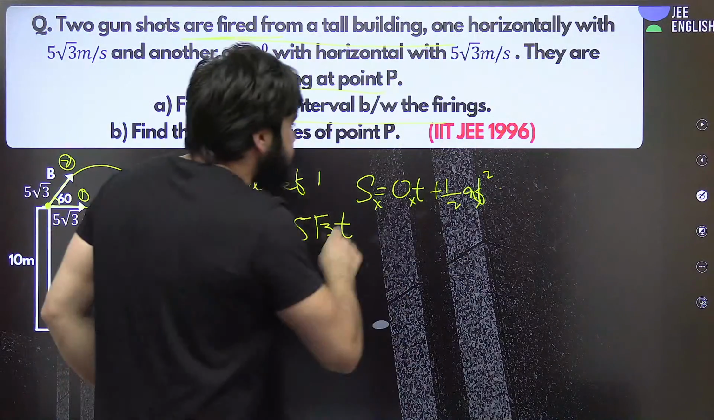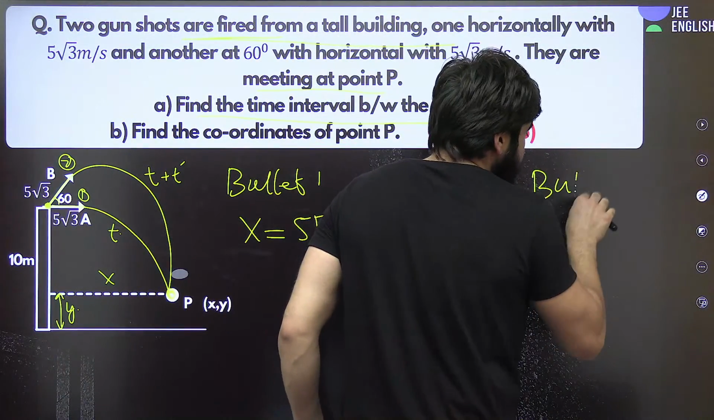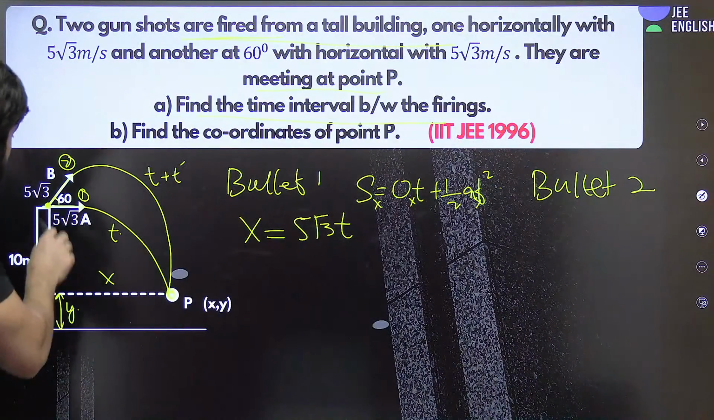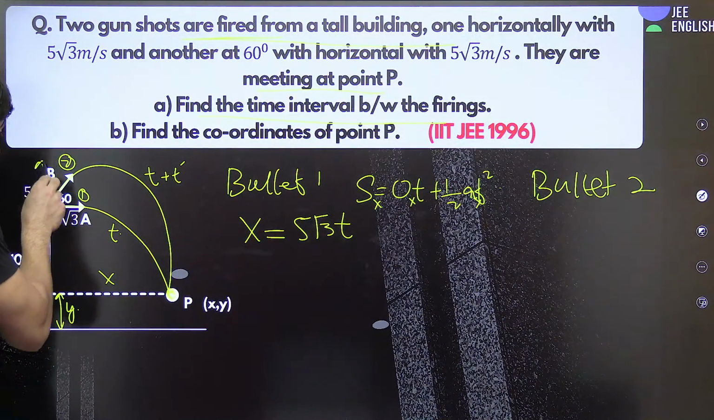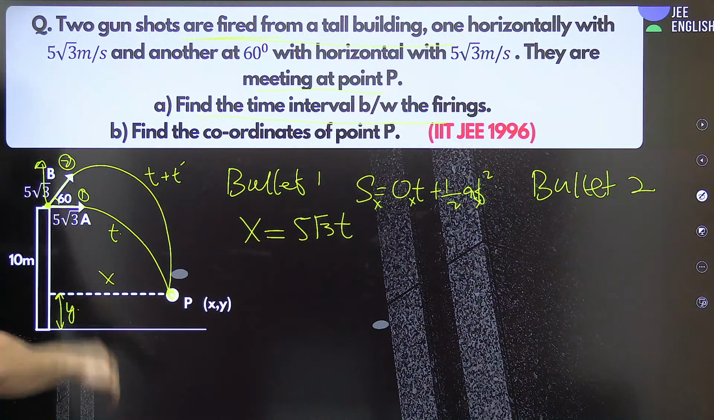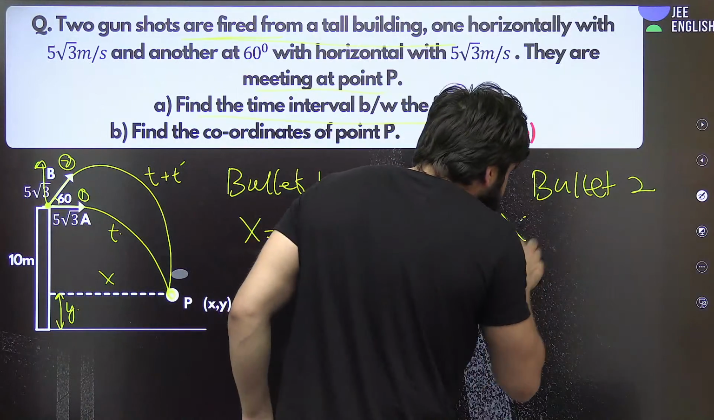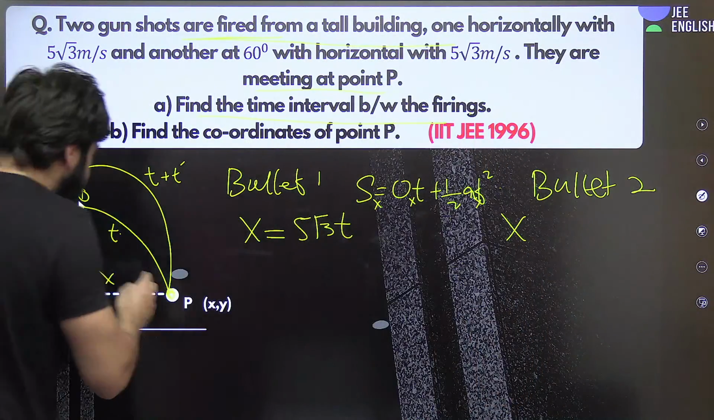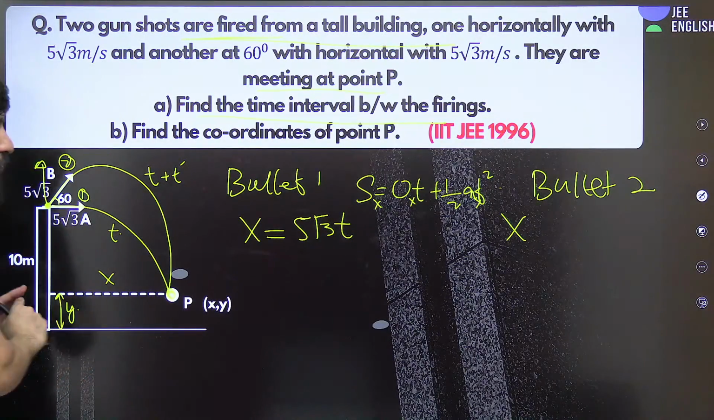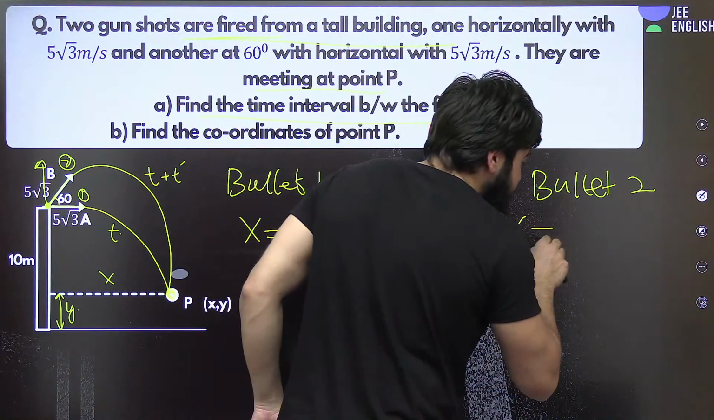Now let's take the bullet number 2. When we are taking bullet number 2, this is having this velocity. This is the horizontal velocity, this is the vertical velocity. So in this case, can I definitely say what will be the x? Both are having the same x. This will exactly fall over here, this also will exactly fall over here. So both will have the same x.